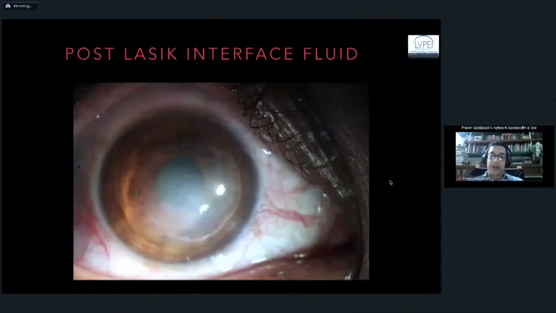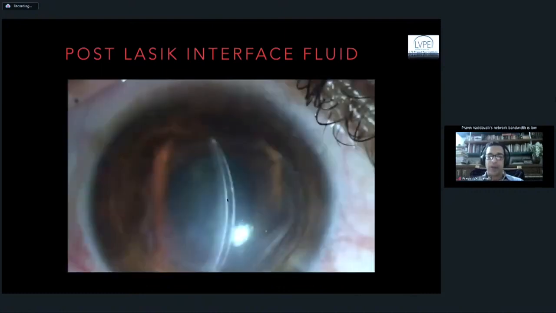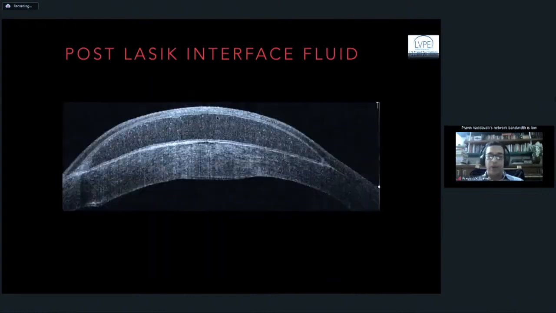There are also scenarios where you have endothelial dysfunction, like in this patient who had LASIK about 10 years ago and then came to us with severe interface fluid, though she was doing very well in the early post-op period. You can see that there is a lot of fluid collection and a flap with epithelial ingrowth as well. And if you look at the OCT carefully, you'll see there is swelling of the stroma as well, which indicates that this patient has endothelial dysfunction.